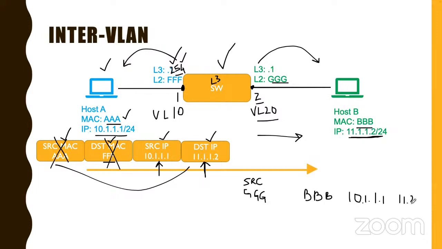So what we have seen over here is that in each network segment our MACs are changing, but our IP is not changing. Our source IP and destination IP remained the same, but our MACs are changing.